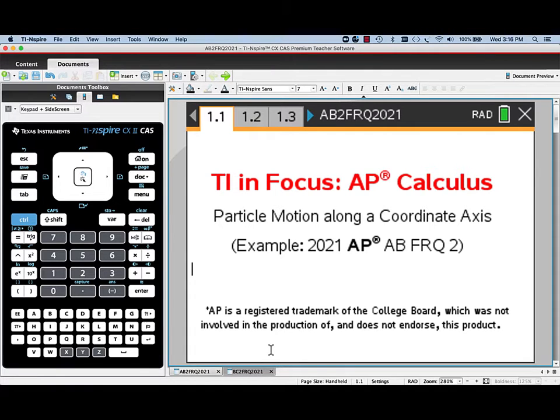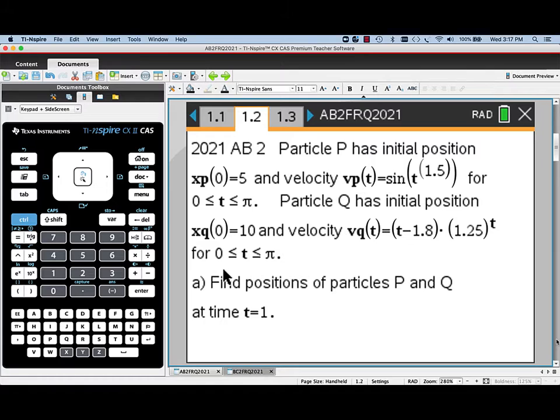This video is part of the TI-Nfocus AP Calculus series. We're going to take a look at the topic of particle motion along a coordinate axis, using the TI-Nspire to visualize the velocity and acceleration. We're going to use as examples two moving particles that were featured in free response question number 2 off the Release 2021 AP/AB exam. Let's take another look at that question.